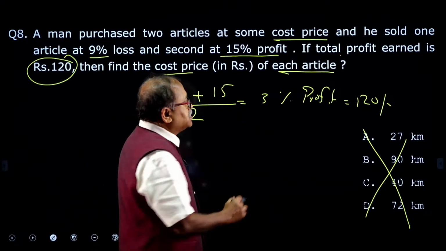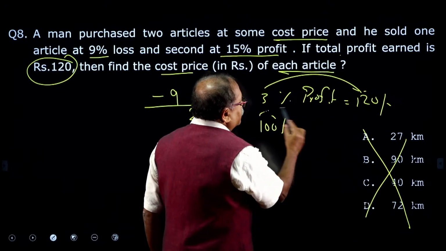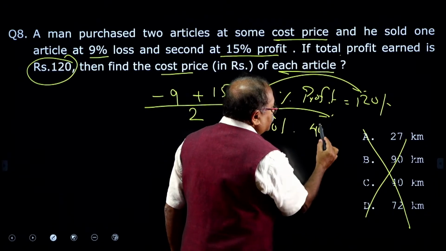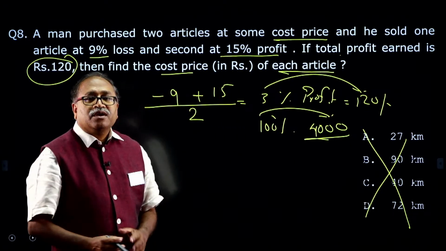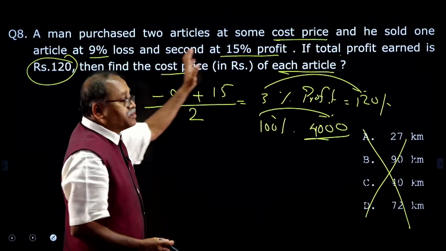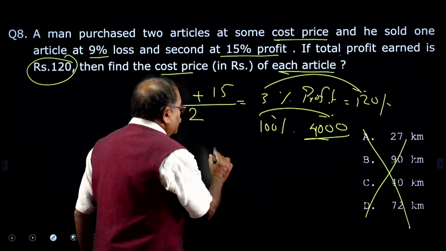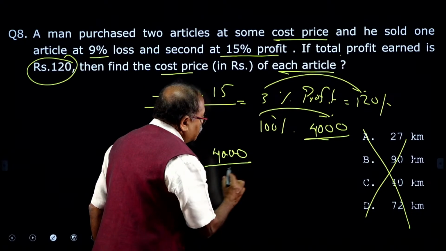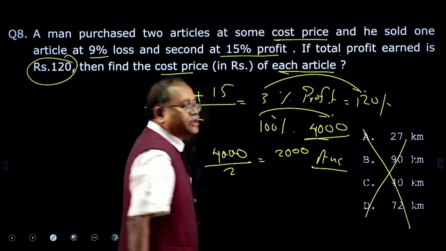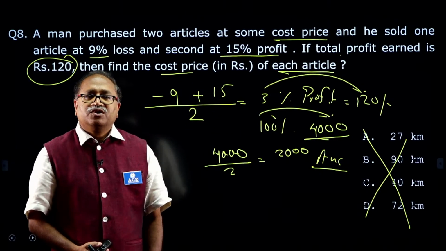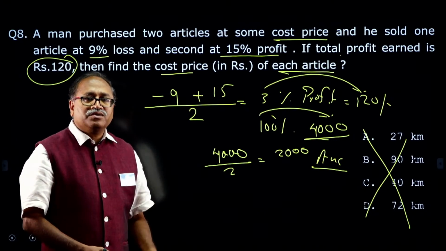So, when 3% is 120, then what is 100%? I need to multiply this by 40. So, multiply this by 40. So, you are getting 4000, that is the cost price. But this is the overall cost price. You need to get the cost price of one article. Then 4000 divided by 2, and that gives us 2000 rupees. That should be your answer, my dear friends. Okay, this was a most easy question. I am moving on to the next question here.